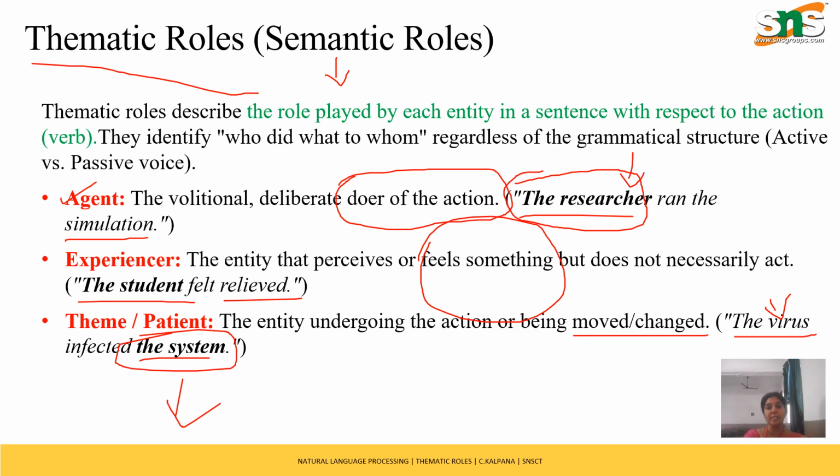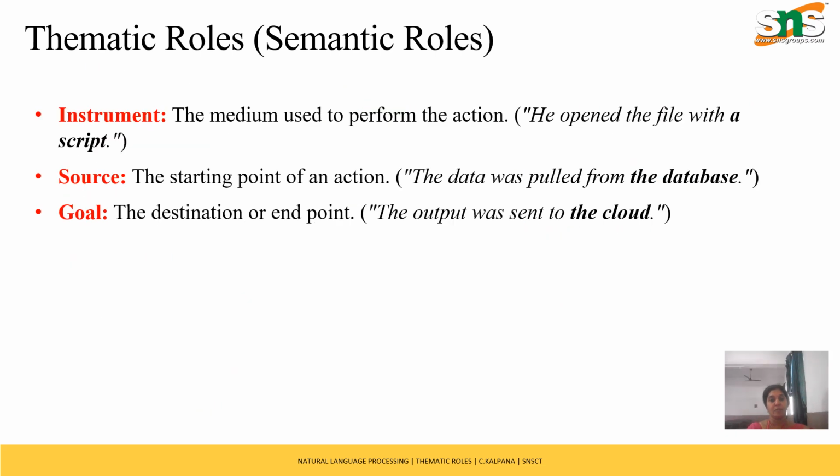With those roles, three more roles are there: instrument, source and goal. An instrument is something used to perform some action. For example: he opened the file with a script. Here the script is the instrument. With the help of the script only he is opening the file. The medium used is a script, so this is the instrument.